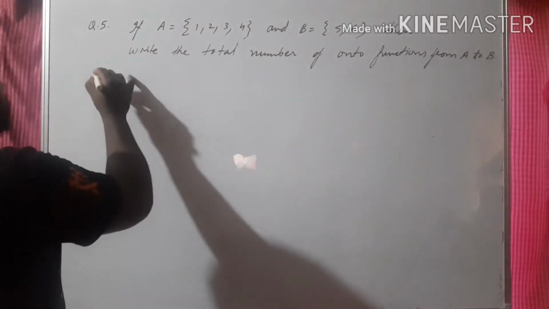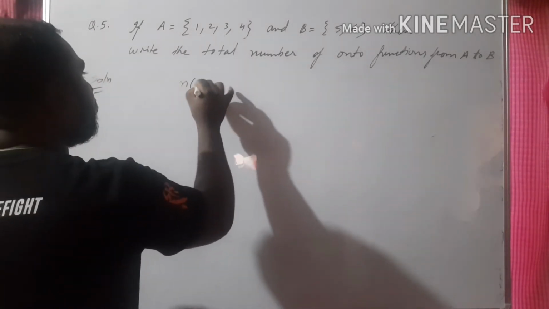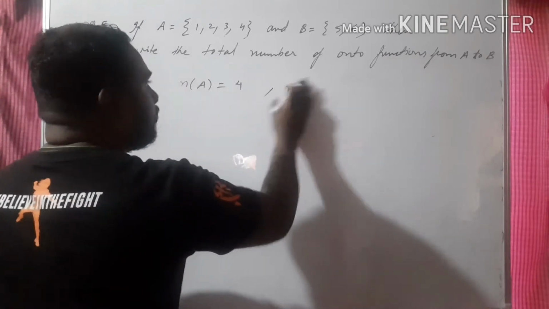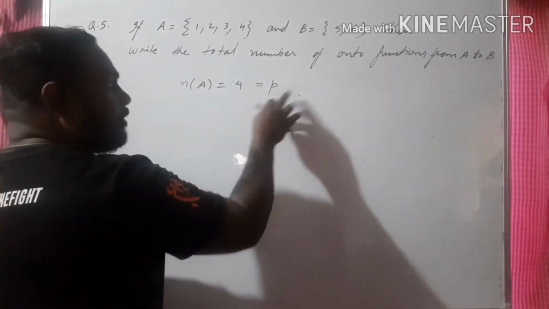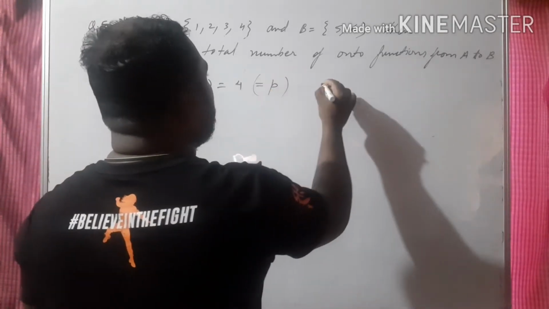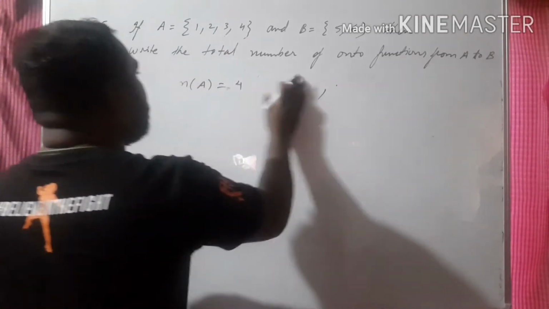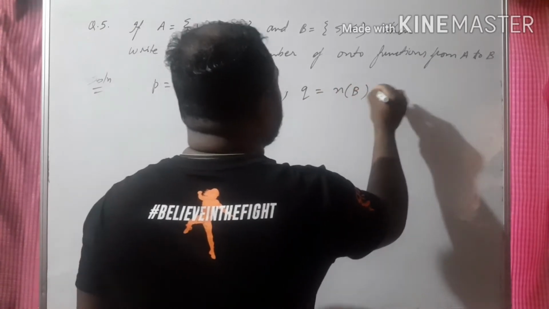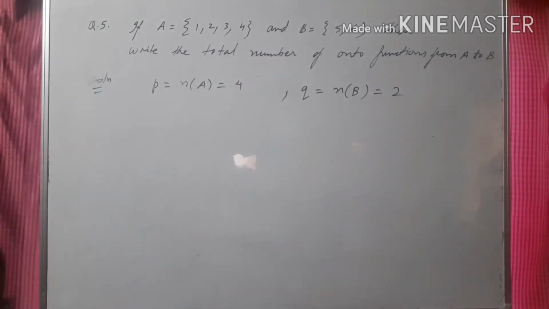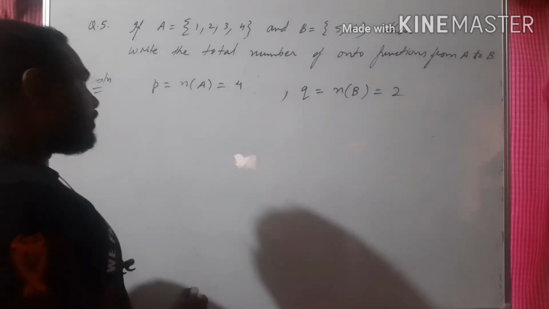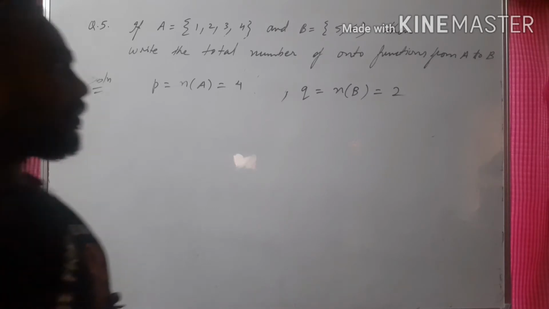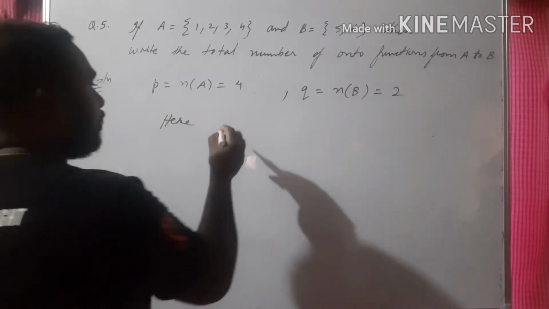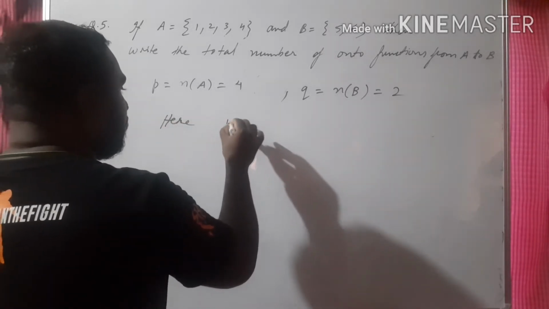Now you see here, the cardinality of set A is 4, which I considered to be P, so I am writing here P equals 4, and the cardinality of set B is 2, which is Q. Whenever the cardinality of A is greater than the cardinality of B, then one-one functions are not possible, but onto functions are possible. So here we can see that P is greater than Q.